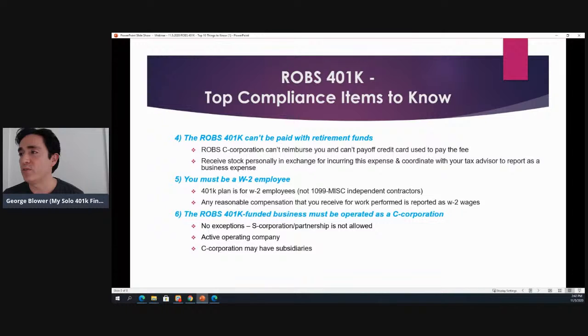So the answer is yes. You can pay the ROBS fee with your personal credit card. Great question. And then you would, of course, like we talked about, need to just pay off that personal credit card with other money, not with money that you've invested in this C corporation.